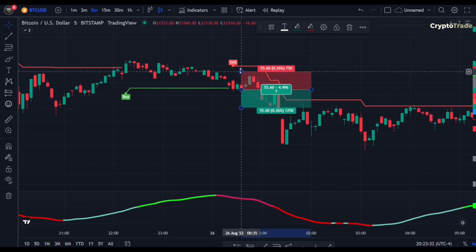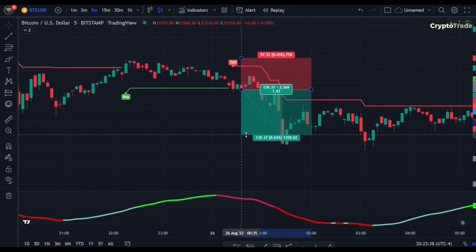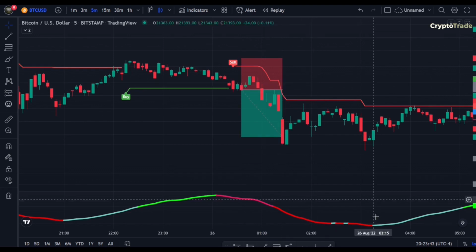Place the stop loss above the nearest swing high. The risk to reward ratio will be set to 1 to 1.5. The market reached the target and the trade was automatically closed successfully. Let's look for the next trade.